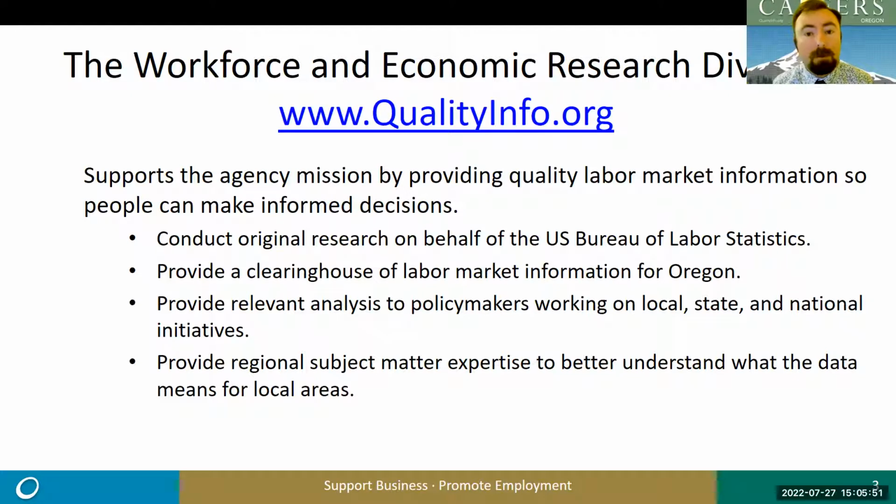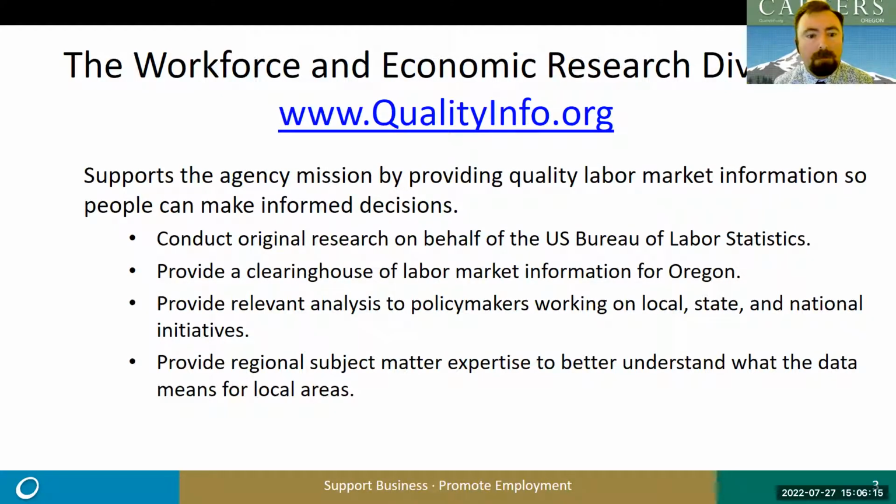And our resources and the estimates that come out of the Workforce and Economic Research Division, as well as national partners like the U.S. Bureau of Labor Statistics, are used by numerous third-party contractors and third parties to develop additional resources and tools that various education institutions use across the state and across the country.